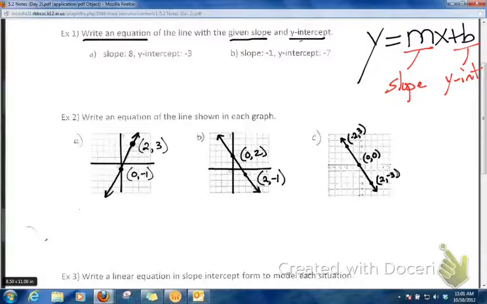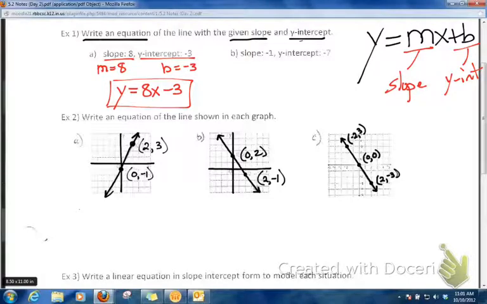So if in example A they give you your slope, they're simply telling you your m is 8 and your y-intercept is -3, they're telling you your b is -3. You just write your answer. Your slope-intercept form equation is y equals 8x minus 3. Done. Same thing for number 2, or letter B here.